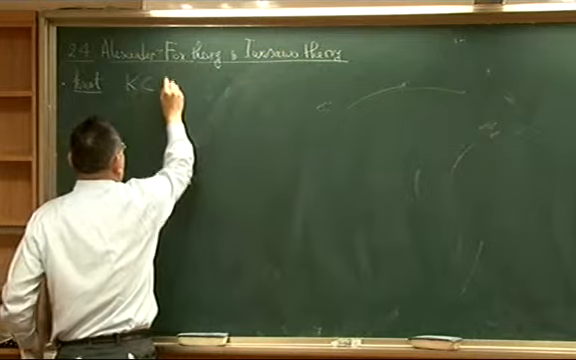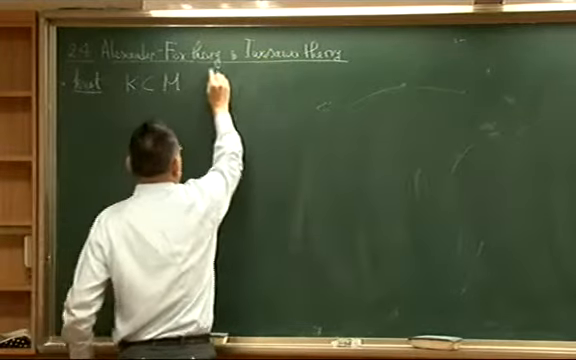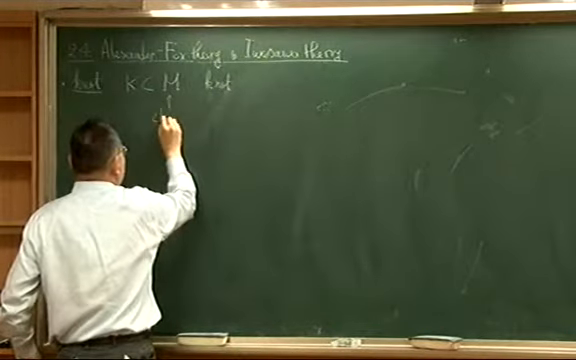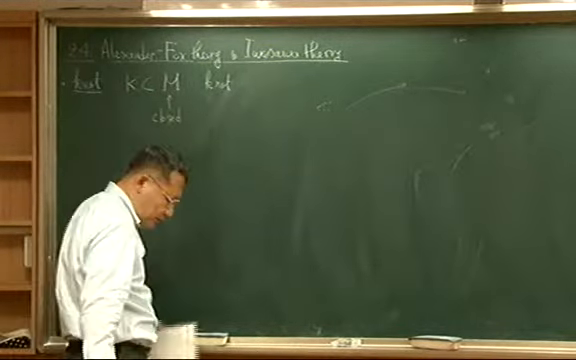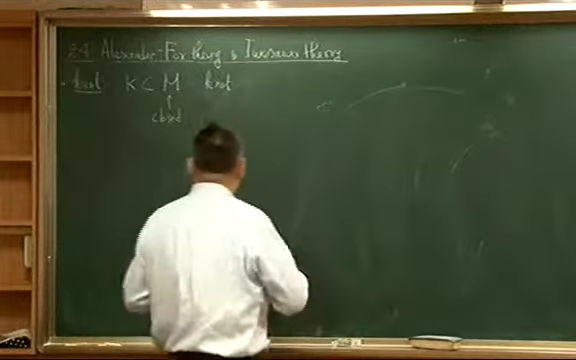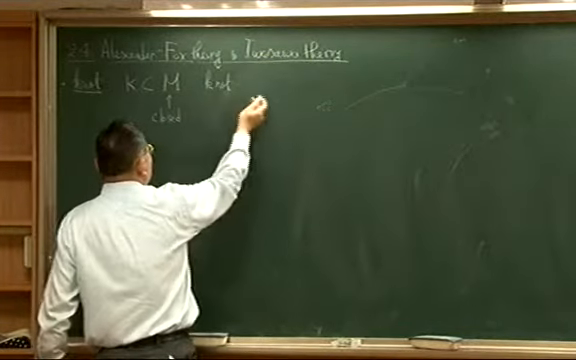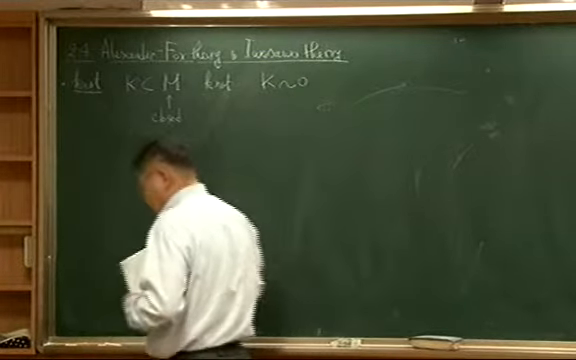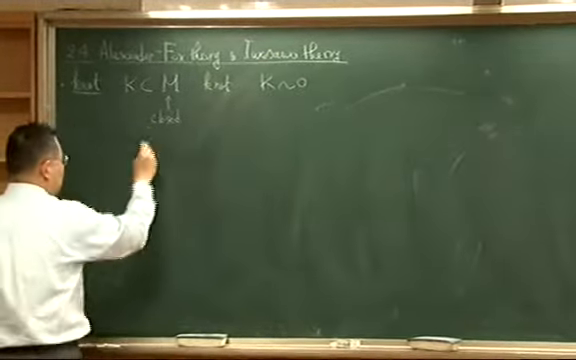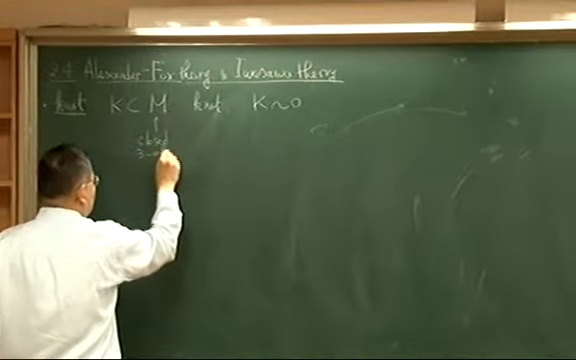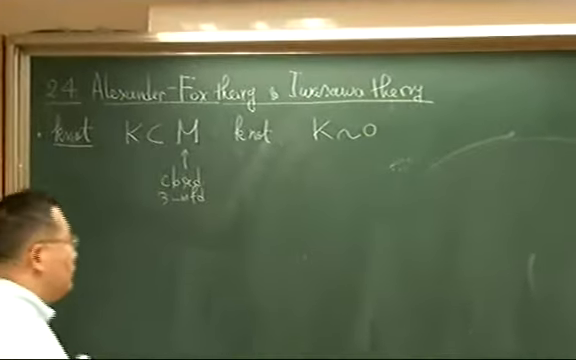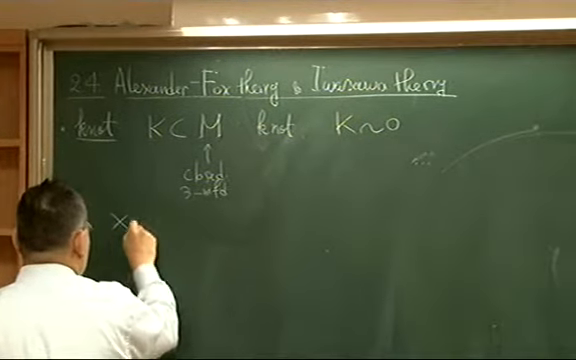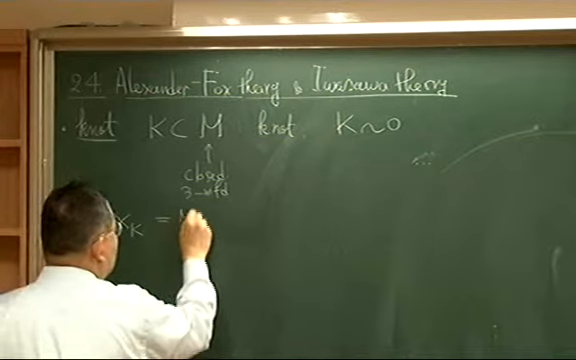Let K be a knot in the 3-manifold M. This is a knot, and the 3-manifold is a closed, connected, oriented 3-manifold. And I assume that K is null-homologous inside M. X_K is the knot complement.